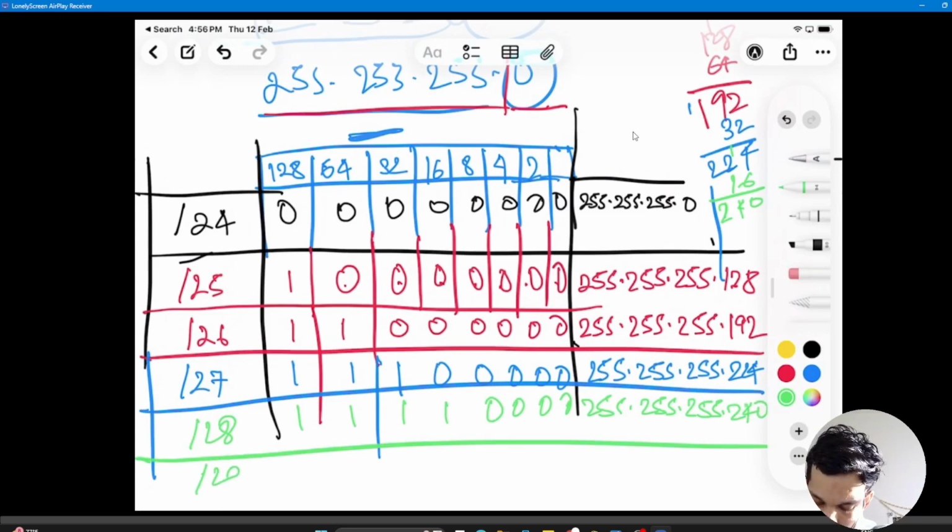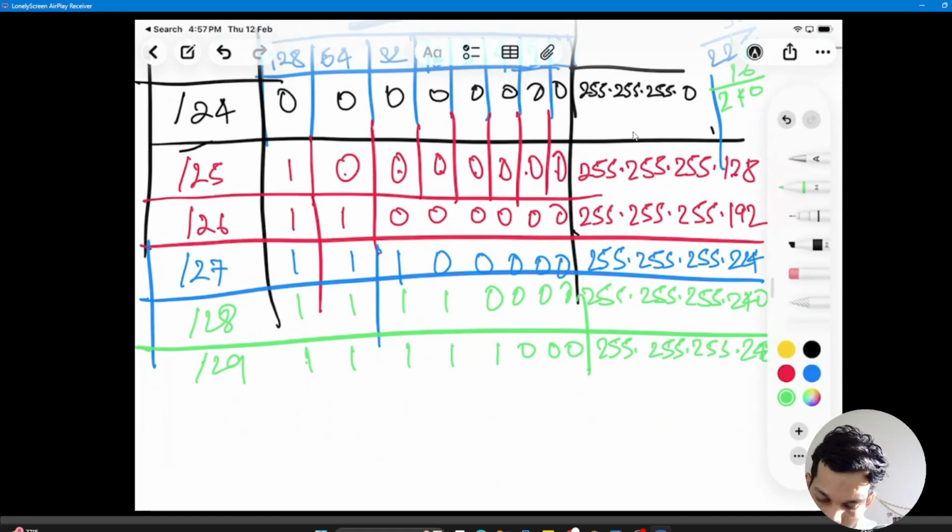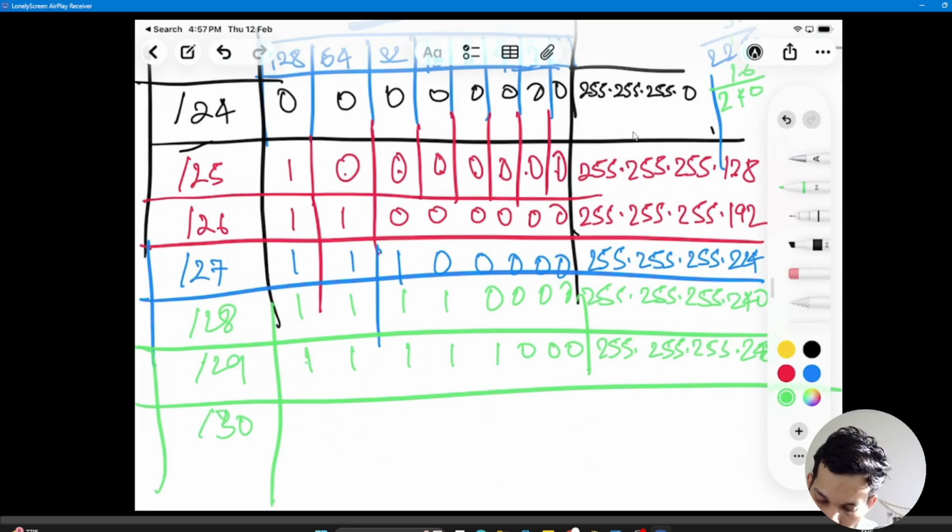What will /29 be? 1 1 1 1 1 0 0 0, with three zeros, so 255.255.255.248. I'll slide it down and calculate for /30: 1 1 1 1 1 1. The first 30 bits belong to the network and the remaining 2 bits belong to the host.